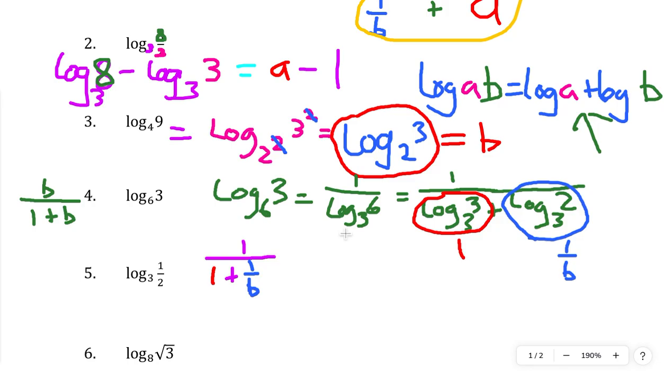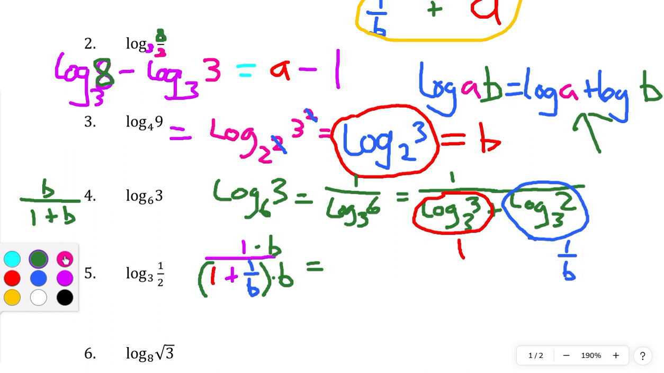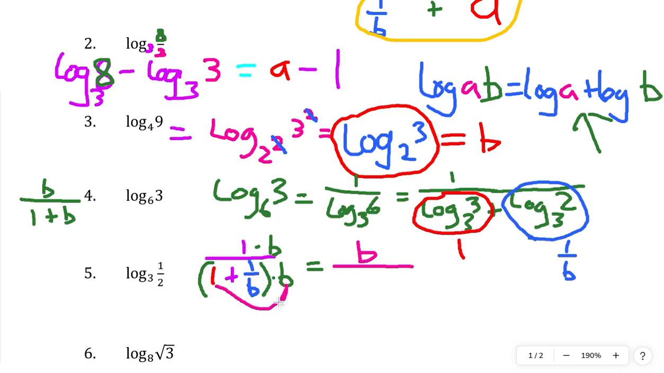So how do we simplify this denominator? Well, if we multiply numerator and denominator by b, then that allows us to keep that value. And what we're going to get is b on top. And on the bottom, this b is going to distribute to each term. And so we're going to get b plus 1. And I'd say that's pretty good. That's probably as good as we're going to do. So this right here is the answer to number 4.